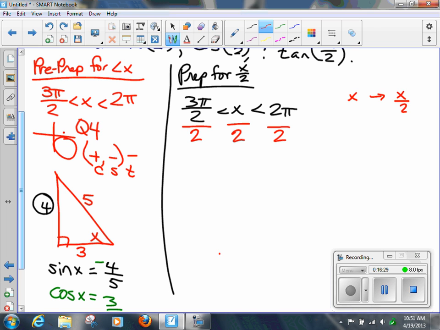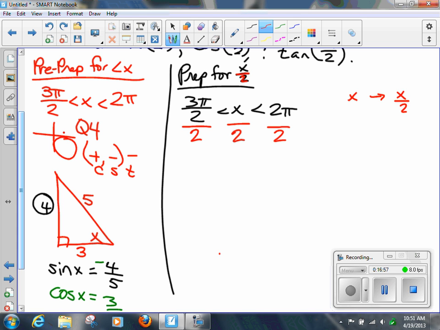Now, why am I doing that? Because now I'm not talking about angle X. I'm talking about X divided by 2. If this would have been X divided by 3, then yes, but you're never going to have that in my class. We're only going to talk about half angles. So every time you divide everything? Yes, ma'am. Every single time.